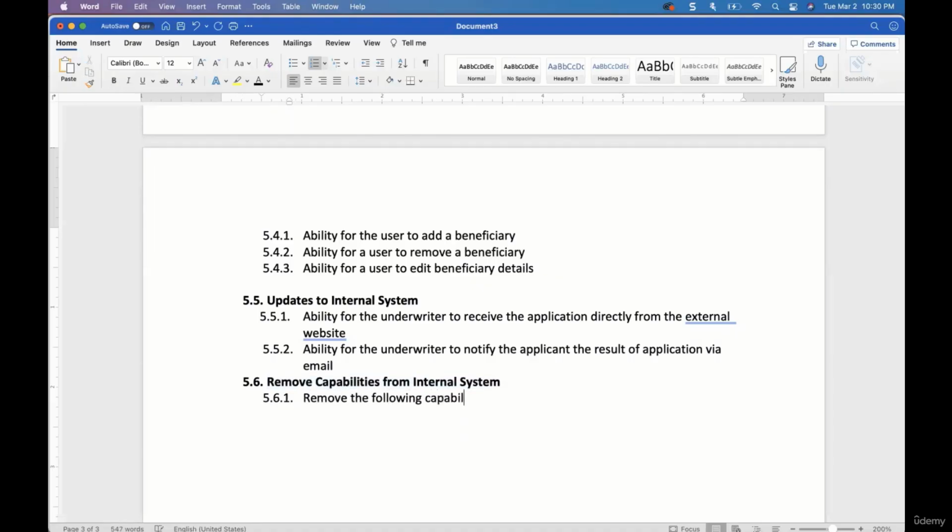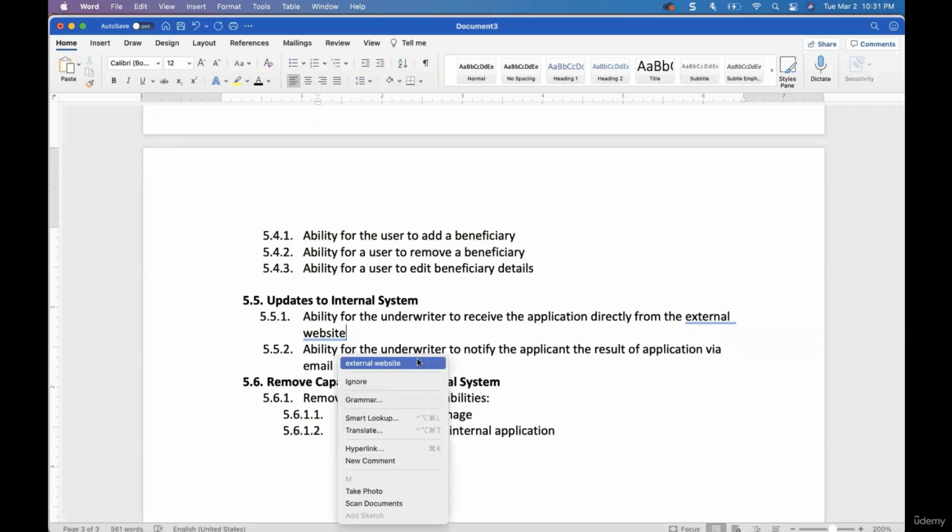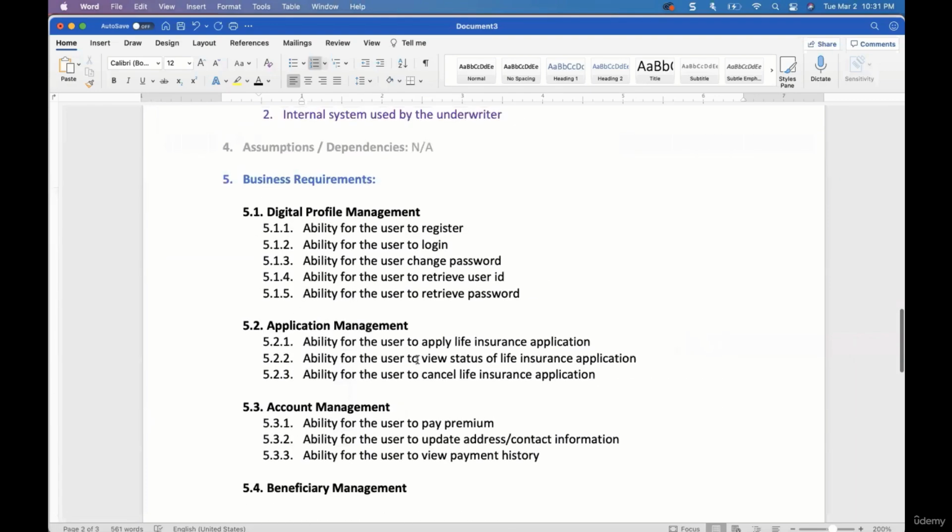Remove the following capabilities, and the capabilities that we are removing are: ability to scan an image, ability to create an internal application. So these are the two things that we are removing. So this is the complete BRD for the project with every business requirement that would be there for this.